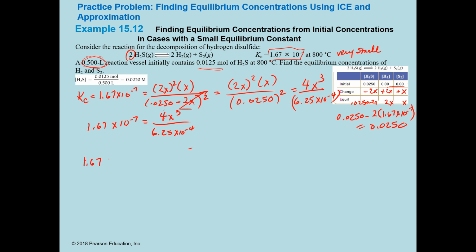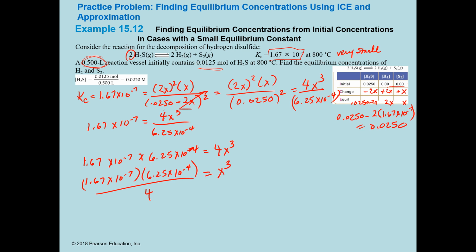So the 1.67 times 10 to the minus 7 times 6.25 times 10 to the minus 4 is equal to 4x cubed. All right, so before I get all crazy and start doing things, I've got to get rid of that 4. So I divide both sides by 4. So 1.67 times 10 to the minus 7 times 6.25 times 10 to the minus 4, divided by 4, equals x cubed. Now that I've just got x cubed, I can take the cube root of that to make that x.